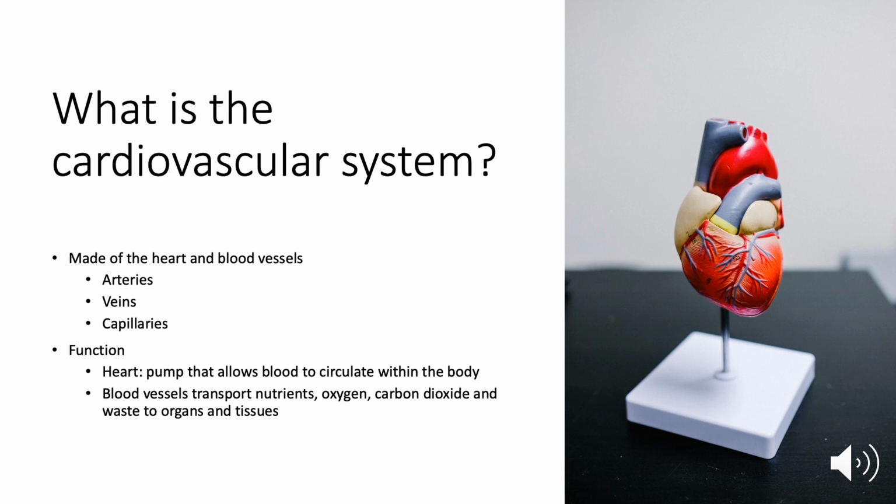Arteries are the red-colored blood vessels, and they deliver blood from the heart to the tissues and organs. Meanwhile, veins are the blue-colored blood vessels, and they do the opposite function of arteries. They bring blood from the tissues and organs back into the heart.